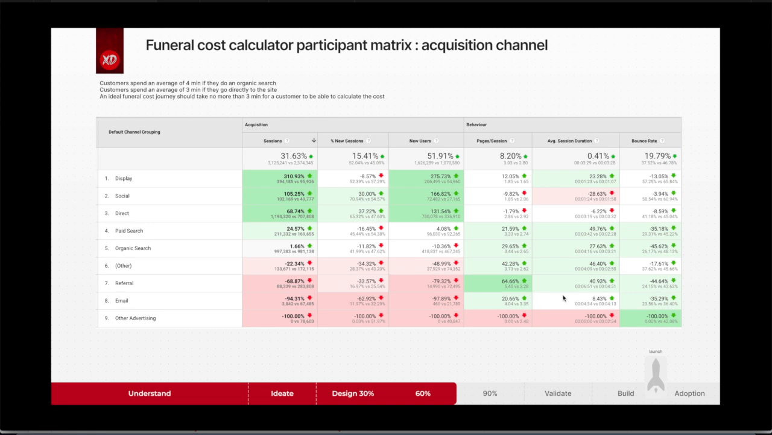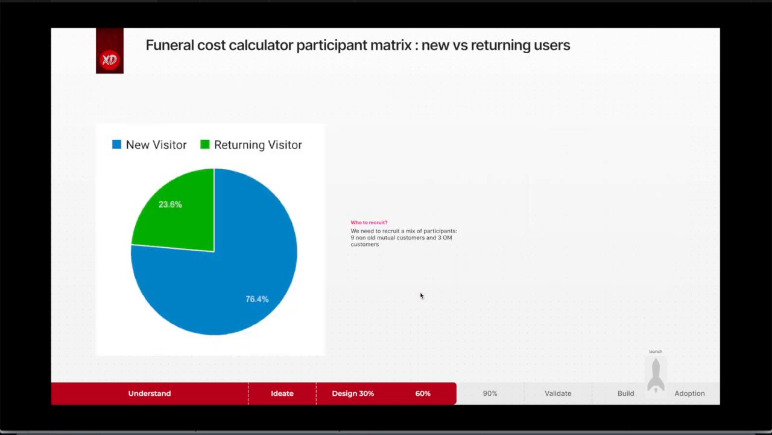I'm going to talk about the other data here, and then we can see the number of new visitors versus returning. When you look at our returning visitors versus new visitors, we can see that most of the people coming to our site are actually new visitors, and that means that we can recruit quite a lot of people who are not our customers.